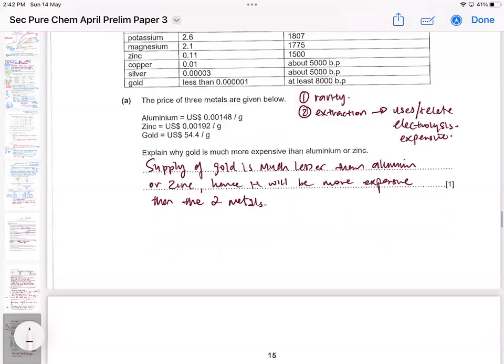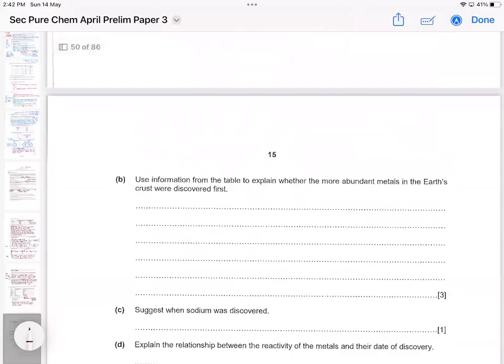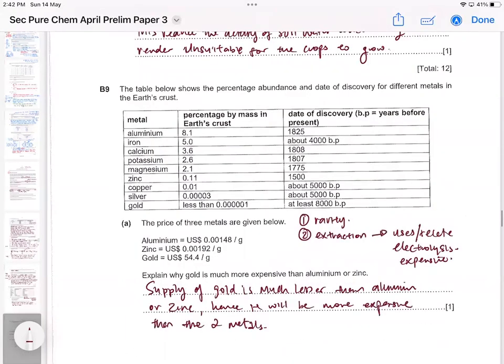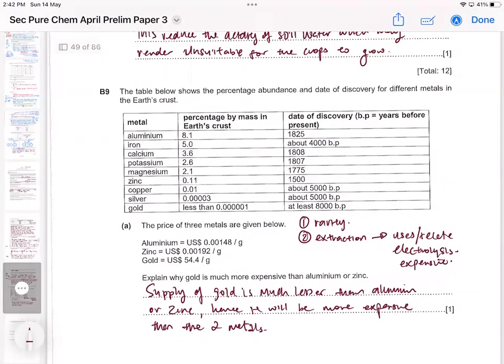All right, so let's look at point B. The question asked, from the info, were more abundant metals discovered first? So definitely not. If you look, the most abundant is aluminum. It was only discovered 1,825 years from now. Whereas other materials, like iron, are 4,000 years ago, and the last three you have 5,000 to 8,000 years ago. So the most abundant, that means if we look at it, it doesn't really make sense.